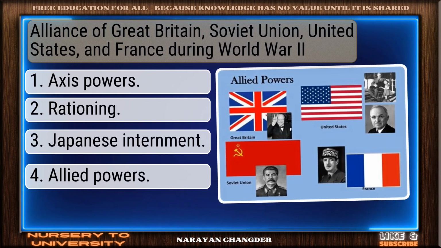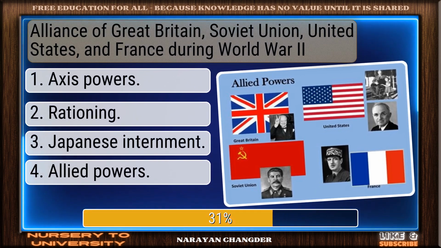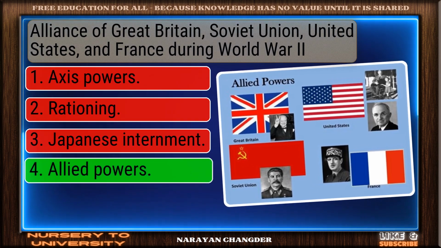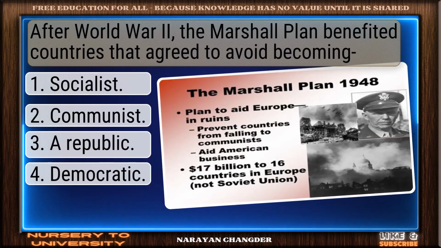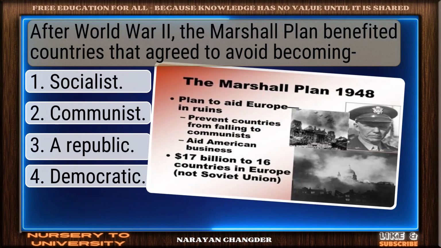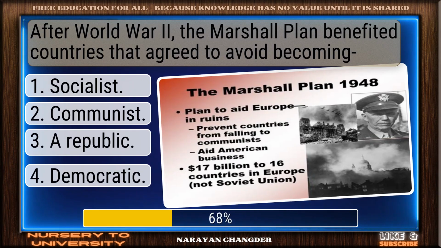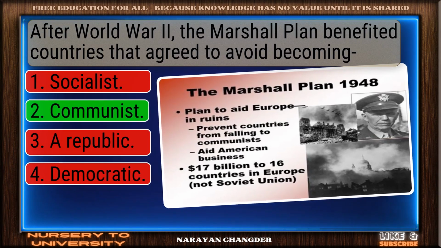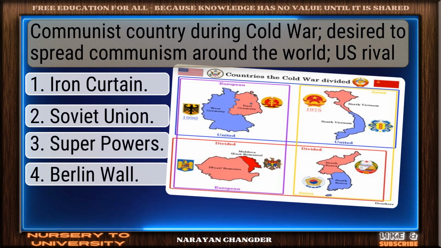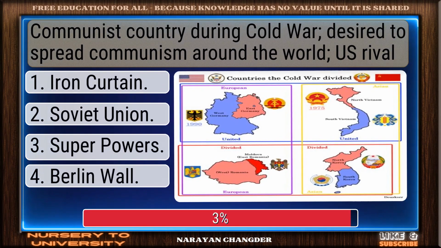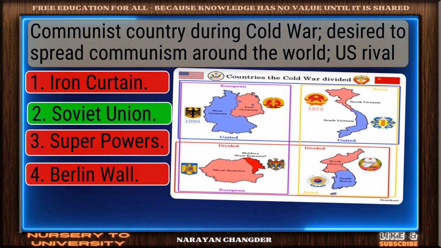Alliance of Great Britain, Soviet Union, United States, and France during World War I. Excellent. Allied powers is well reasoned. After World War I, the Marshall Plan benefited countries that agreed to avoid becoming. Great thinking. Communist is right. Communist country during Cold War desired to spread communism around the world. US rival. Well reasoned. Soviet Union is correct.